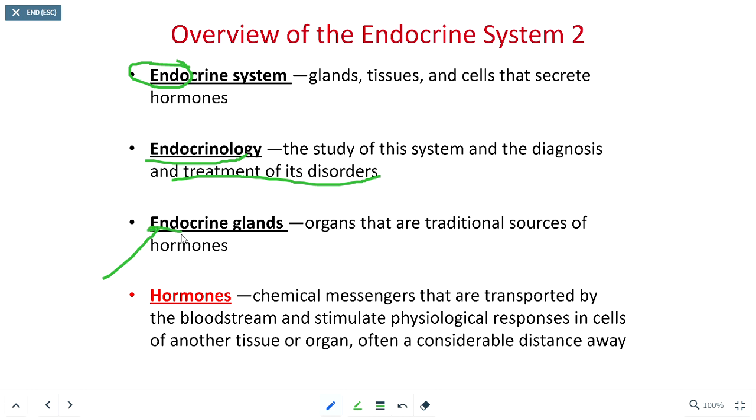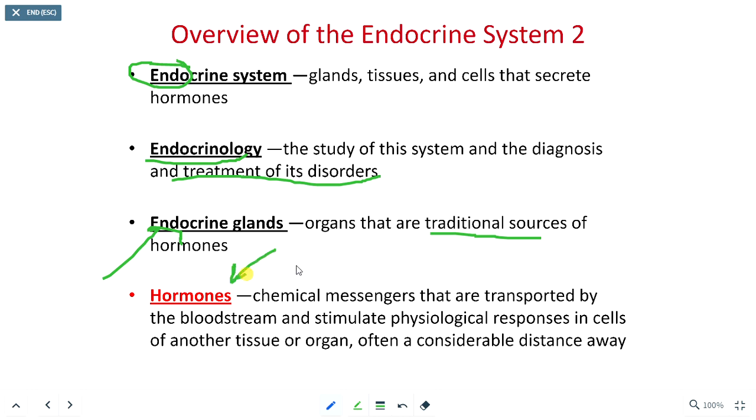As we look at endocrine glands, these are the organs that have been thought of as the traditional sources of hormones. And we say traditional sources of hormones because there's been increasing evidence that other tissue types, for example, adipose, secrete a variety of hormones in our bodies, just low-level hormones that are hard to isolate from a single chunk of adipose tissue cells or adipocytes.